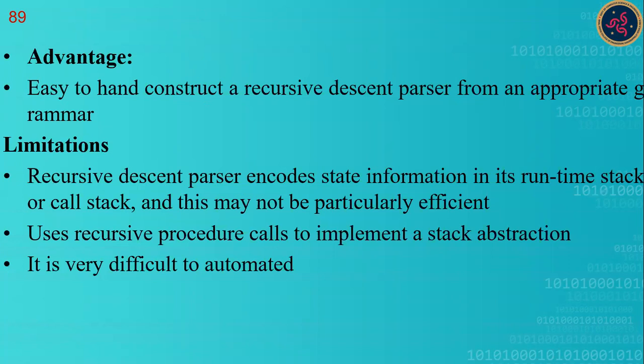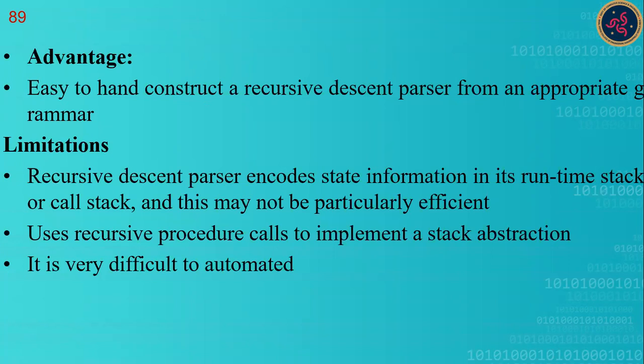Okay, so in order to implement this recursive descent parser, we need to have a stack, and this stack has to be called for each variable comparison, or each input string comparison. We need to perform the stack call actions. Okay, so again, these are recursive procedure calls which have to be implemented using the stack. Okay, so it is very difficult to automate. So these are some of the limitations of the recursive descent parser.